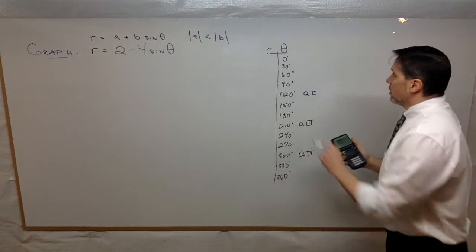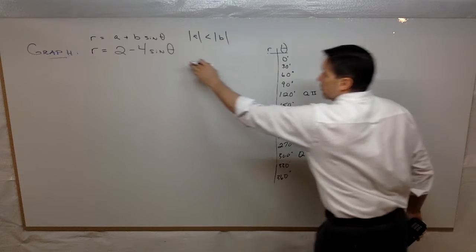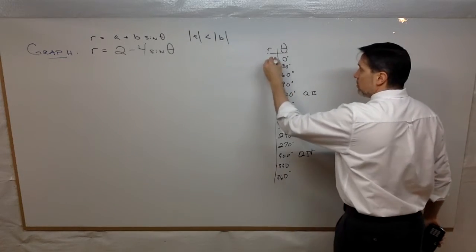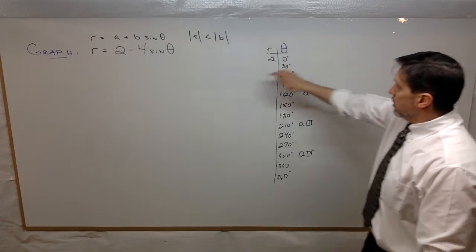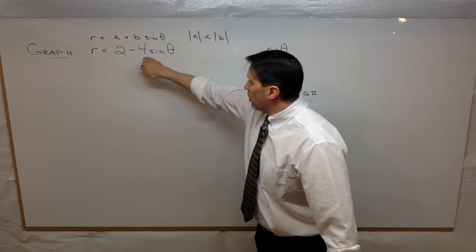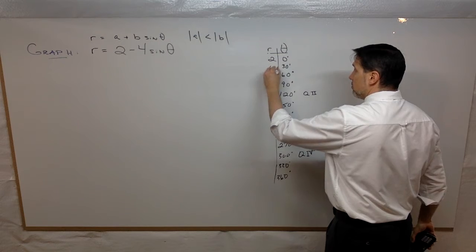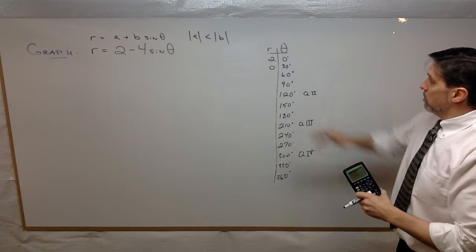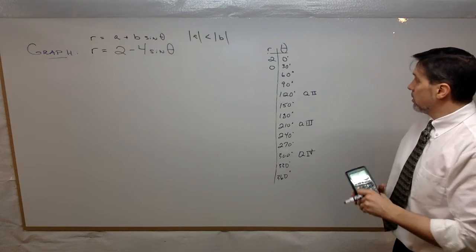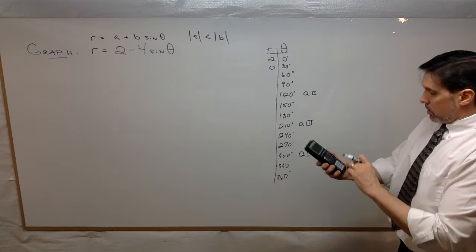Starting with 0, actually. Sine of 0 is 0, times negative 4 is 0, so that's just 2. 30 is a half. Negative 4 times a half is negative 2 plus 2. That'll actually be 0. So that's going to go right back to the pole. 60. Let's see. Sine of 60, not pleasant.